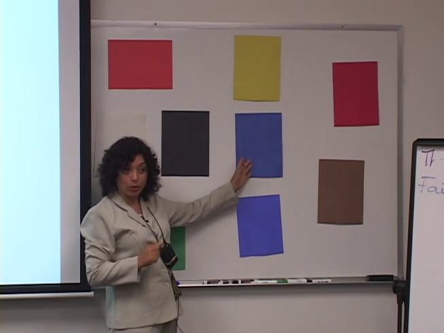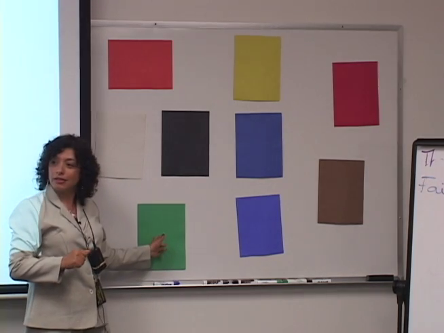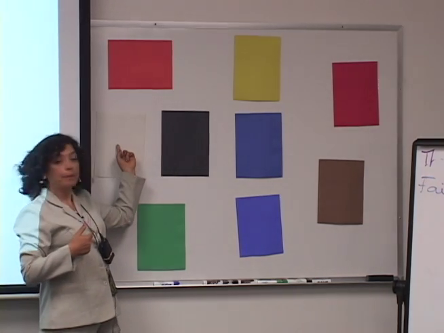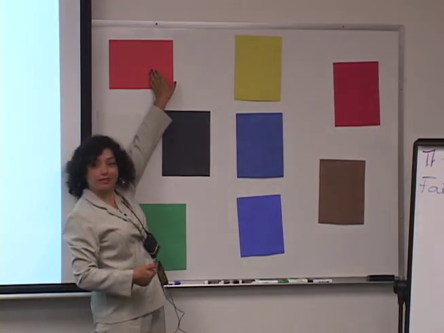Okay. So this is blue. This is purple. What is this? Green. Good. Black. Excellent. Orange.